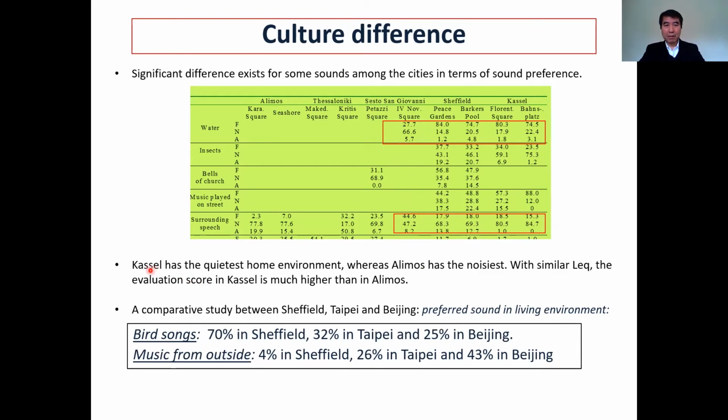And with different home environments, Castle has quite its own home environment. Animals in Greece has noticed. And in that case, with similar LEQ in urban squares, the evaluation score of Castle is much higher than in Animals. So they perceive the urban square environment very differently.